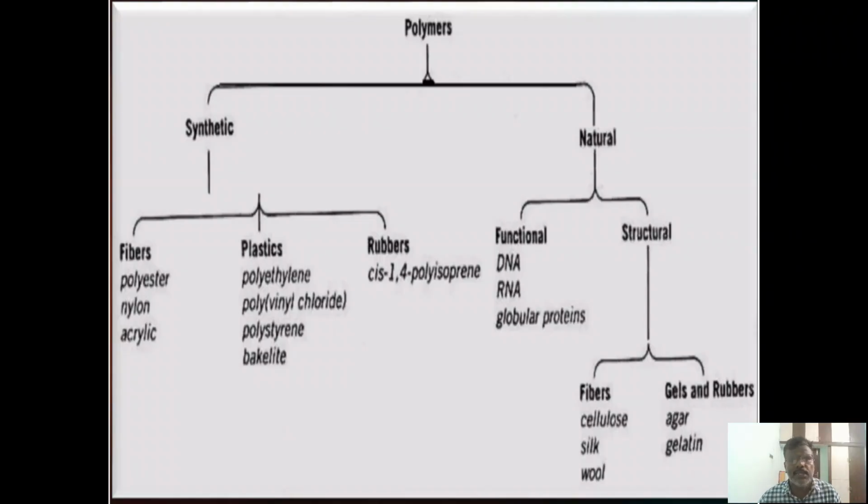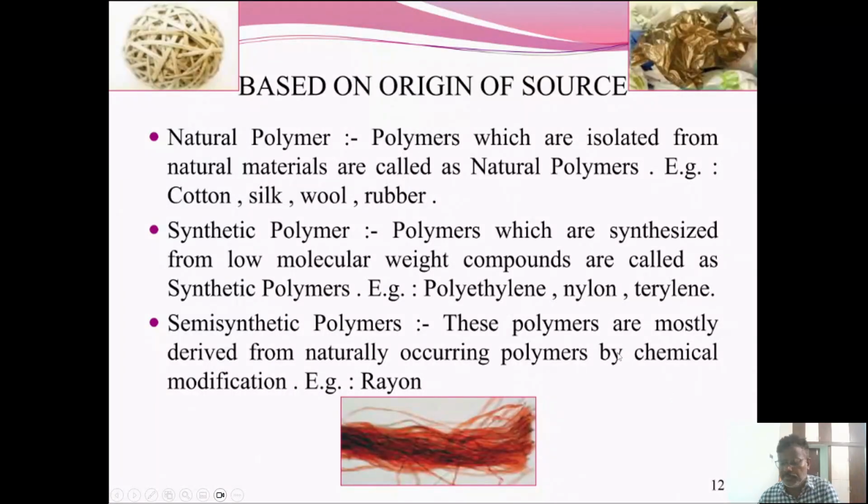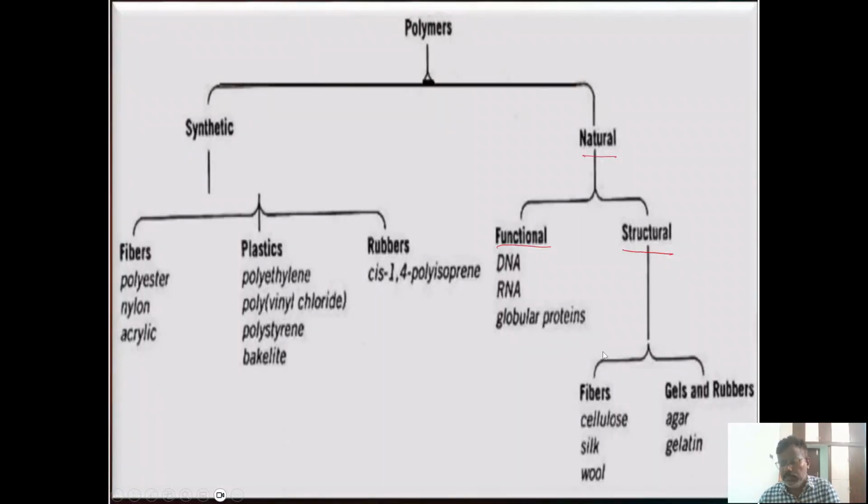Another category: polymers can also be classified as natural and synthetic. Just now I have given some examples. Fibrous, plastics, and rubbers come under synthetic. Whereas in the natural category, we have functional and structural types. For the functional, we have DNA, RNA, globular proteins. And for the structural types, we have fibers, cellulose, silk, wood, and gels, rubber, agar, gelatin.